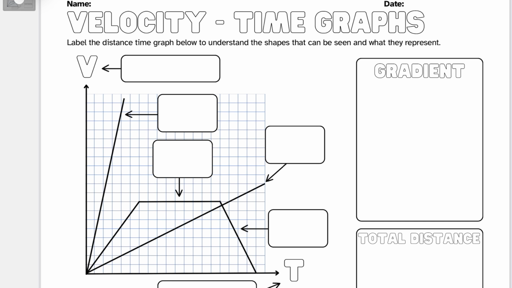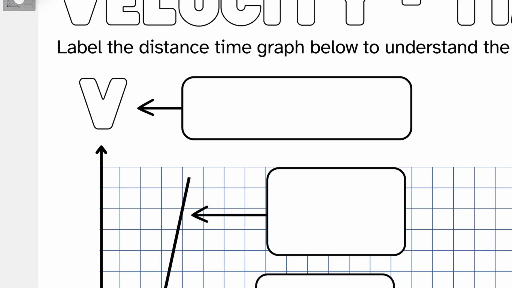Today we're going to be looking at velocity time graphs. Now this is very similar to when we went through distance time graphs in a previous video. Make sure you check that one out if you haven't already. In this one we're just going to simply look at labeling the graph. It's very similar to what we did last time, but this time using the specific words that we need for velocity time graphs. So let's go straight in with our labels.